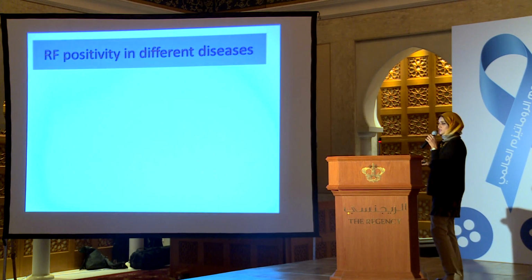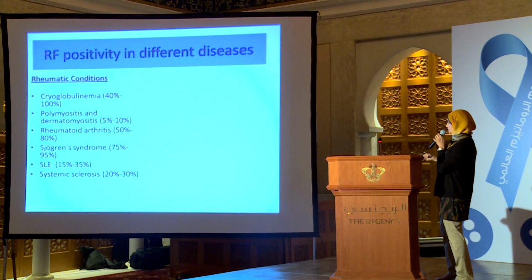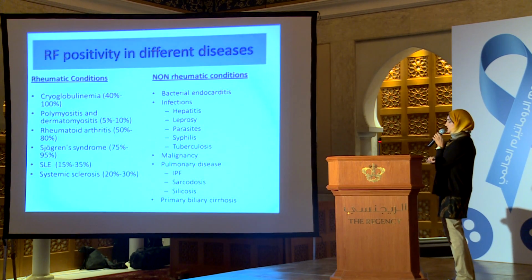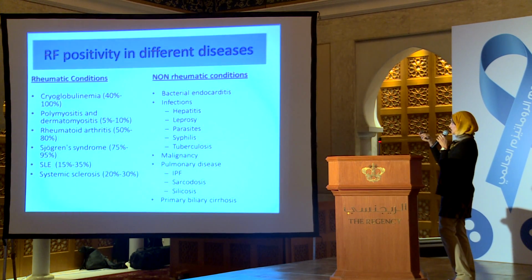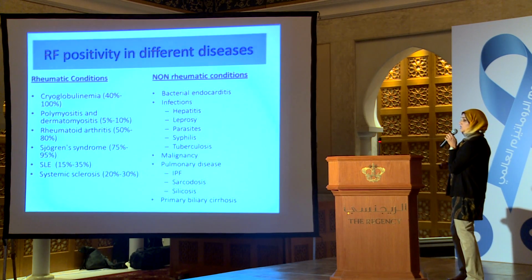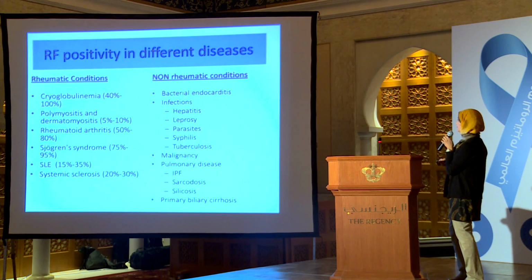Okay, so rheumatoid factor is totally non-specific for rheumatoid arthritis. It can be found in rheumatic conditions other than RA. Examples for that: cryoglobulinemia, SLE, Sjogren's, and scleroderma. The non-rheumatic conditions that can also give rise to an elevated rheumatoid factor are bacterial endocarditis and infections. The commonest ones are hepatitis, tuberculosis, malignancy, pulmonary diseases like IPF, sarcoidosis, and silicosis, as well as primary biliary cirrhosis.